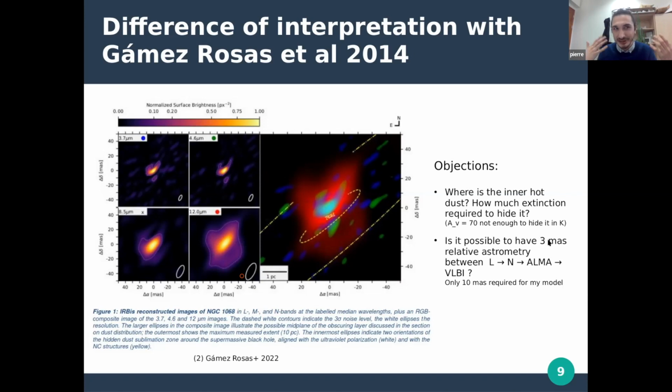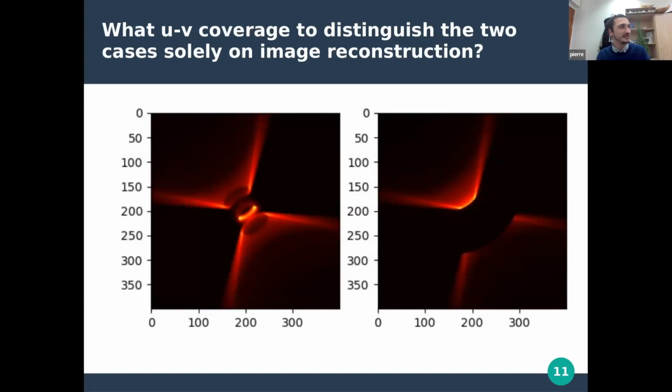It would be more 10, in my opinion, and in which case it would be fully compatible with the models that I proposed. So that would be my 2 points. But I don't have much time, so what I did just briefly, because I found it interesting, was to try to reconstruct these 2 images with various UV planes to see if we are able to distinguish between the 2 situations just by looking at the reconstructed image. So I'm going to go a bit quickly.